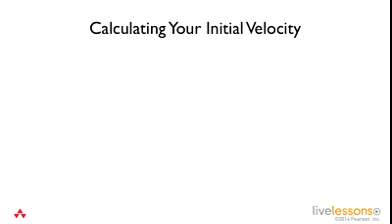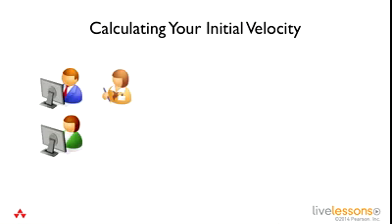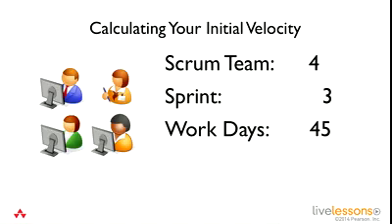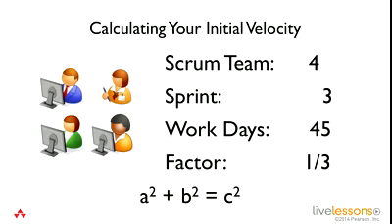When you first start to release plan and you have a new team, you have no idea what your velocity is going to be. Velocity is an empirical measure, so usually you have to have some history with it. So you have to have something to start with. Here's one technique. Let's say you have a Scrum team of 4. You're going to do a sprint of 3 weeks. You have 45 work days. Let's put in a factor of 1/3, and a squared plus b squared equals c squared, e equals mc squared.